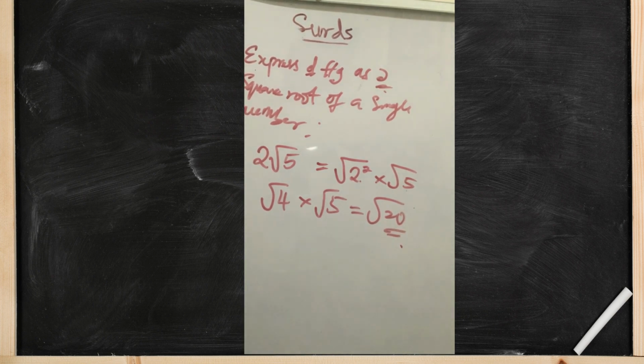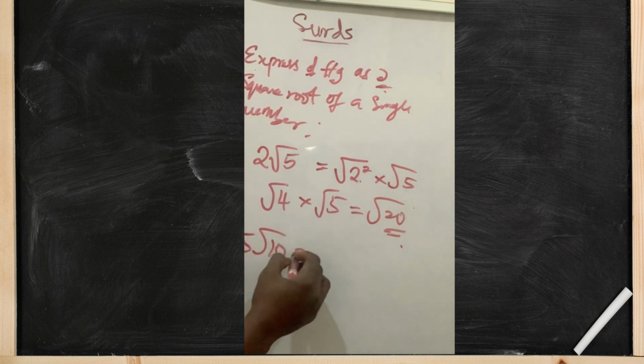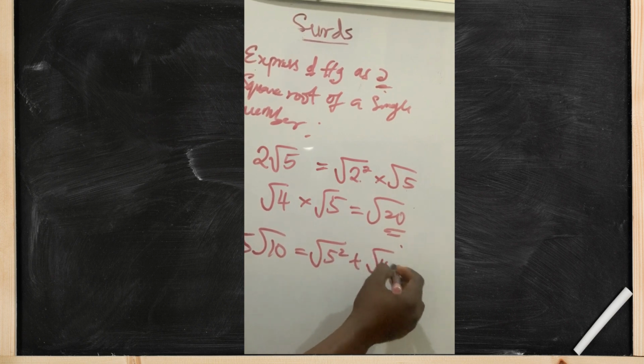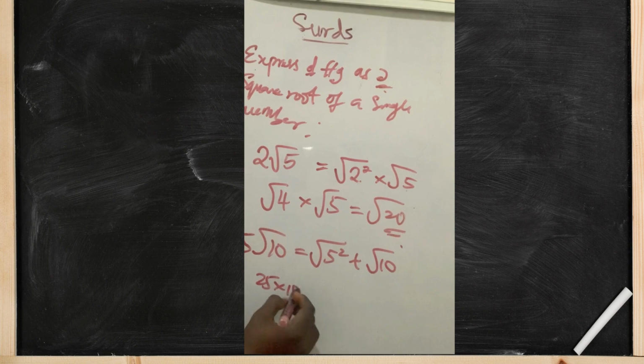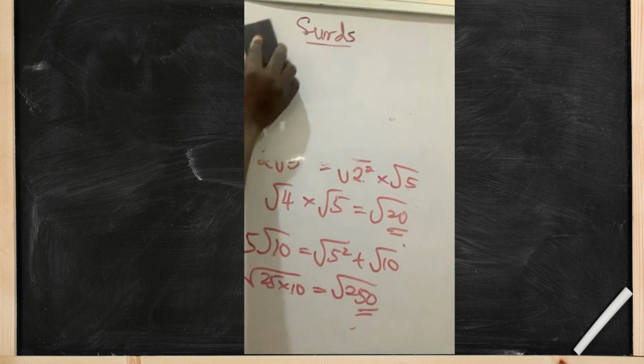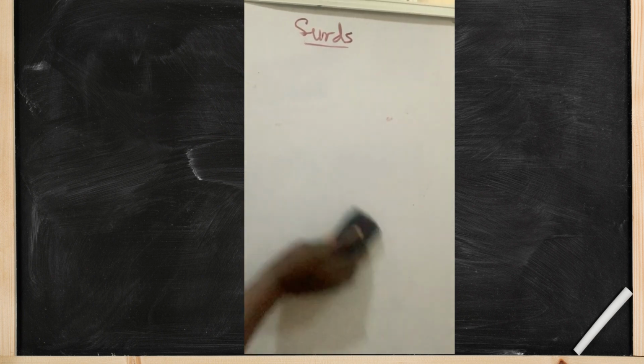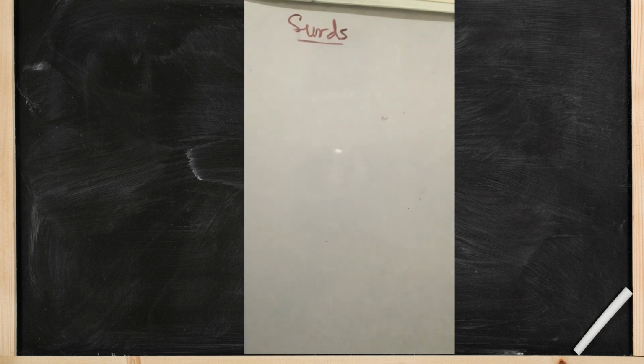The same thing applies when we're having something like 5 root 10. This is saying square root of 25 times square root of 10. This is 25 times 10, and that's 250. So that's just that about that. And when you're talking about addition of surds, which will be the last aspect here before we move to the next class, addition and subtraction of surds.